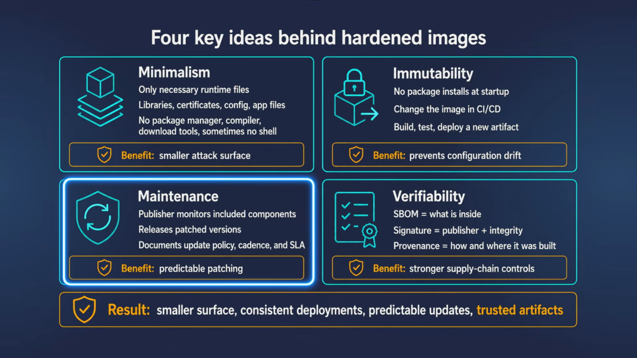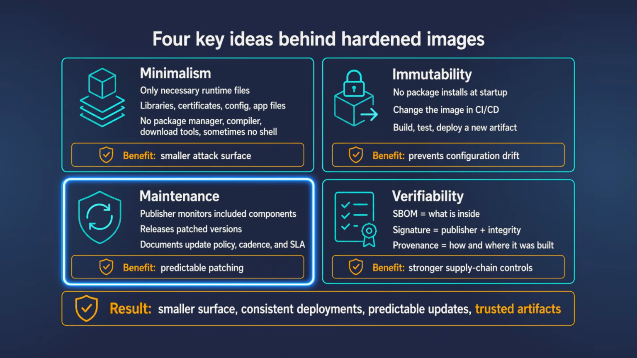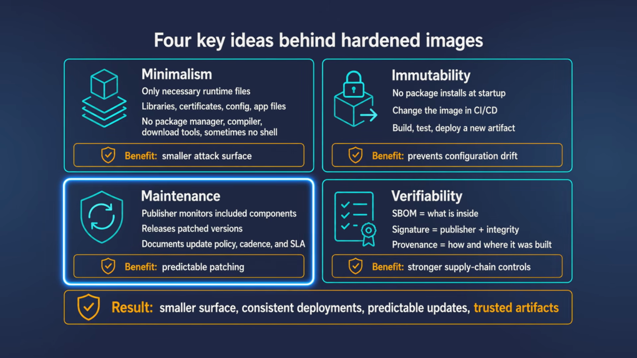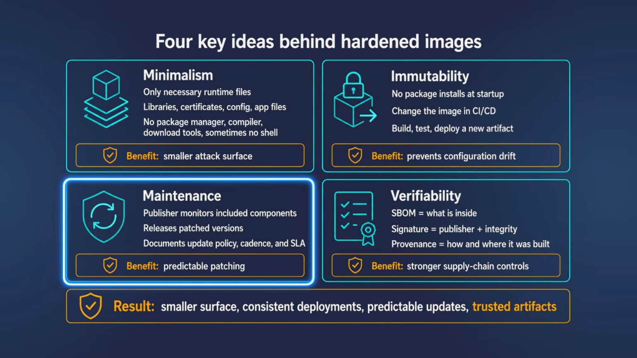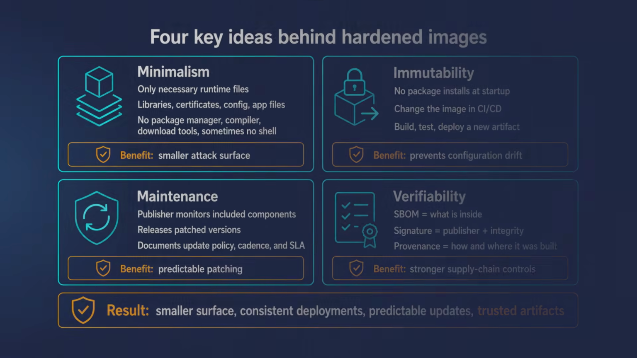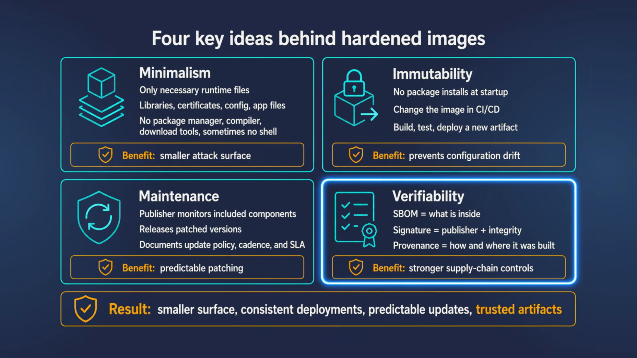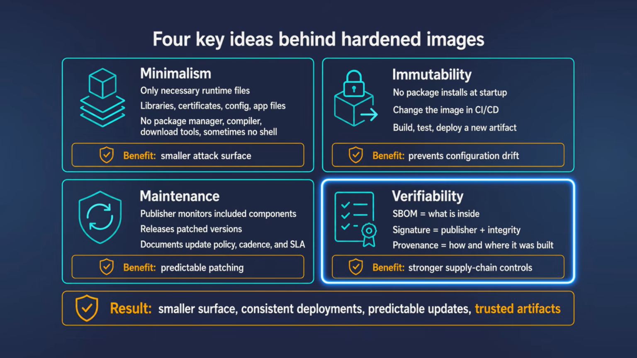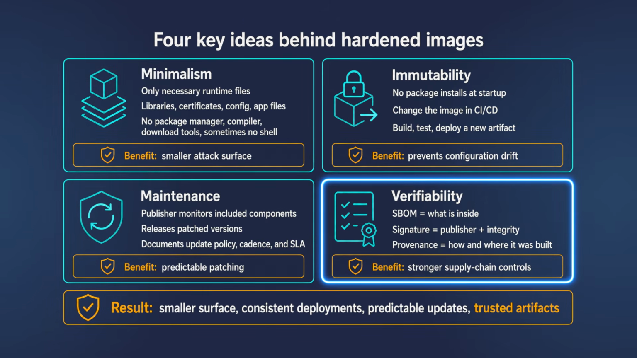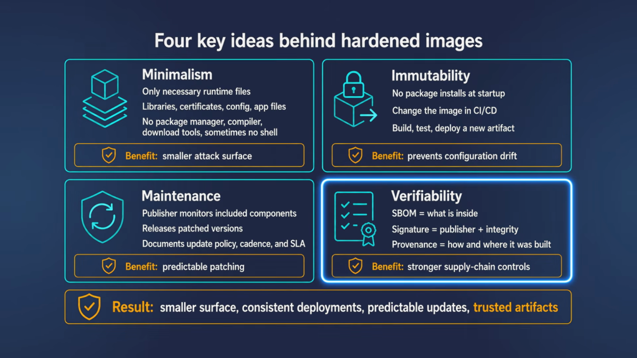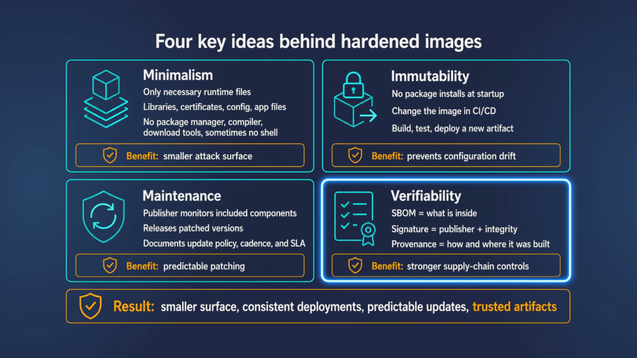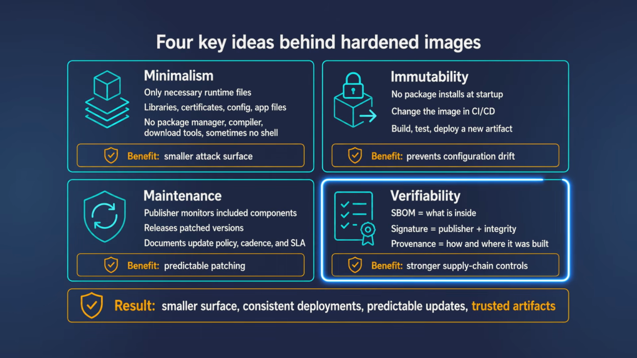Third, maintenance. The publisher monitors the included components, releases the patched versions, and documents their update policy. All of that continuously. Of course, the exact release cadence and SLA depends on the vendor, so check the relevant terms of the chosen maintainer. Fourth, verifiability. Hardened container images include a software bill of materials that shows what is inside. They also include a signature that helps to verify who published the image and that its contents were not altered. Build provenance describes how and where the image was built.